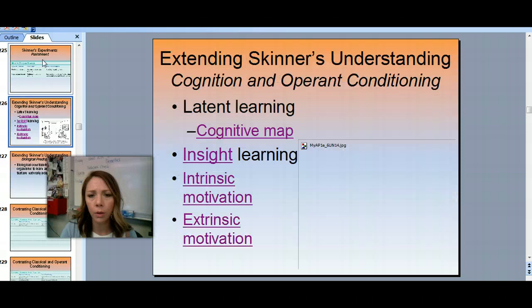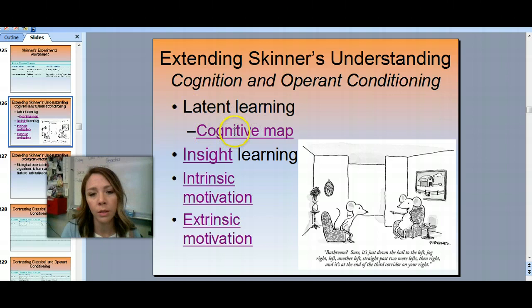No. So operant conditioning and thought processes. Latent learning, remember we talked about that, is learning that happens after. Sometimes you create a cognitive map even though it wasn't rewarded or punished at the time, but later you'll remember. Insight learning is that kind of aha moment that occurs.